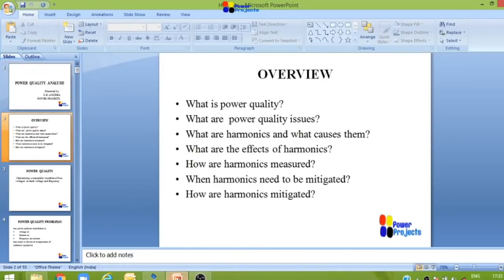So coming to the overview of the session, we are going to deal with what is power quality, what are the power quality issues, and in particular what are harmonics, one of the major power quality issues, and what are the causes for harmonics, and what are the effects of harmonics, and how are these harmonics measured, and when harmonics need to be mitigated, and how are these harmonics mitigated.